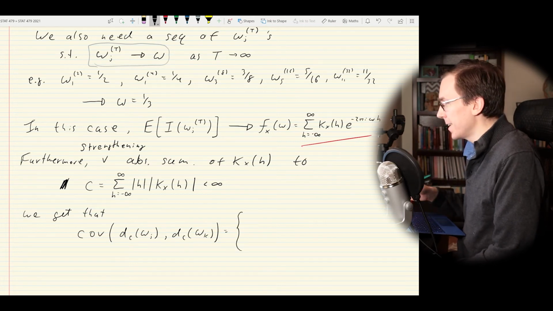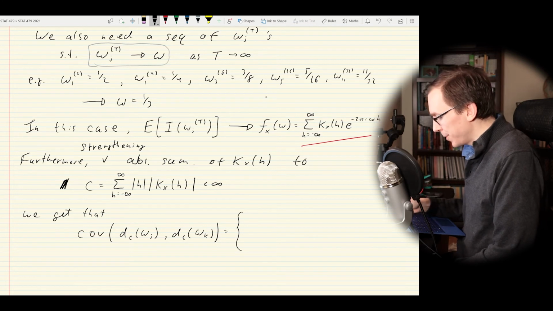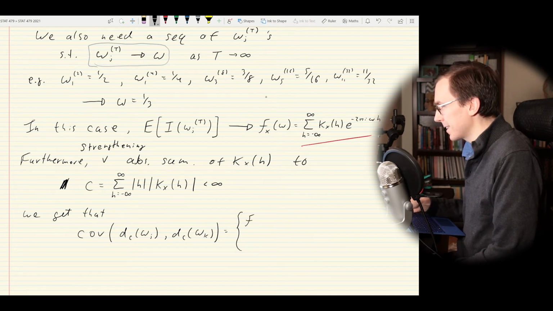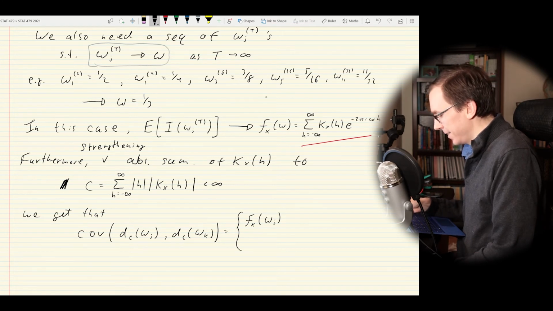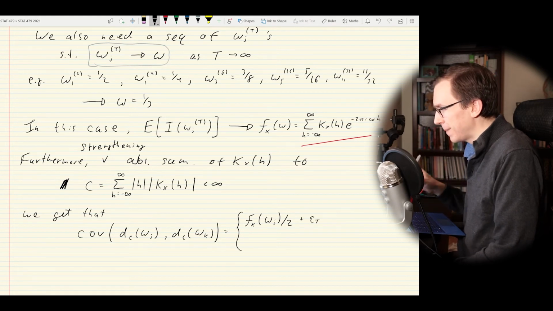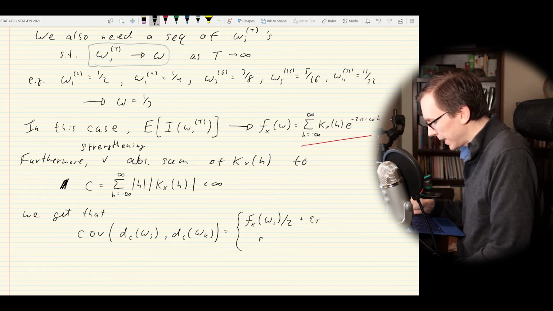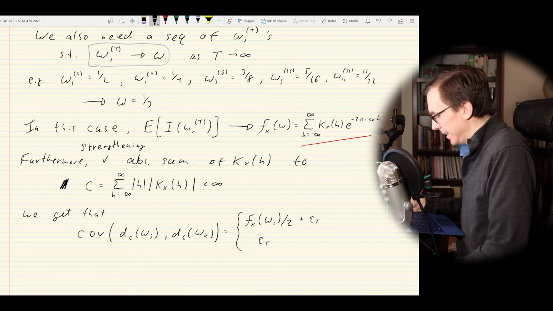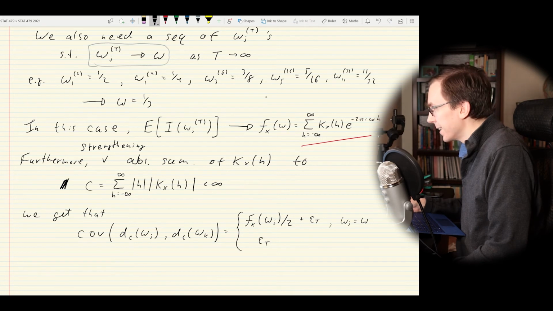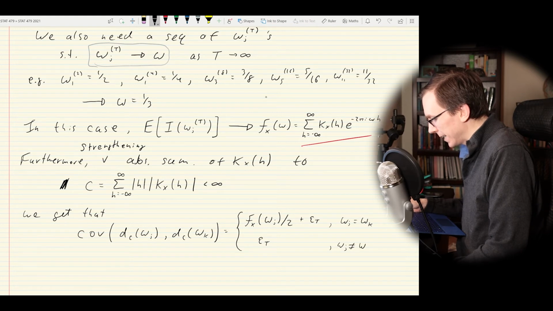So anyway, the idea is that the coefficients, the discrete Fourier transform at two different frequencies, what's the covariance here? Well, if they're equal to each other, we're going to get something that looks like the spectral density at j over 2 plus some kind of epsilon t, which I'll mention in a second. Otherwise, we just get an epsilon t. And this is omega j equal to omega k, and this is omega j not equal to omega k.